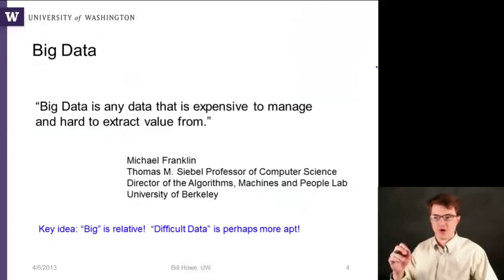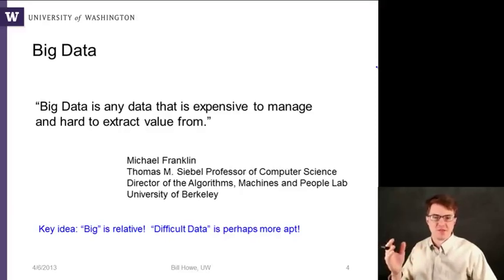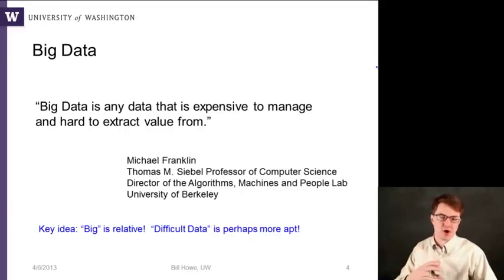Okay. So fine. So just a little more on the term big data. The notion that Mike Franklin at the University of Berkeley uses, which I like, is that big data is really relative, right? It's any data that is expensive to manage and hard to extract value from. So it's not so much about a particular cutoff. What makes it big? Is petabyte scale big versus terabyte scale small, or gigabyte scale very small since it fits in memory on your machine? Not necessarily. It depends on what you're trying to do with it, and it depends on what sort of resources and infrastructure you have to bring to bear on the problem.